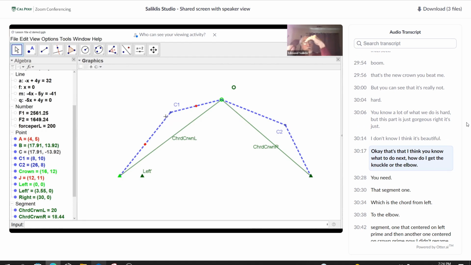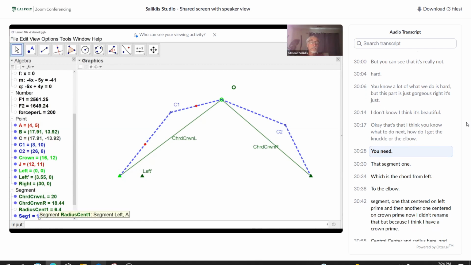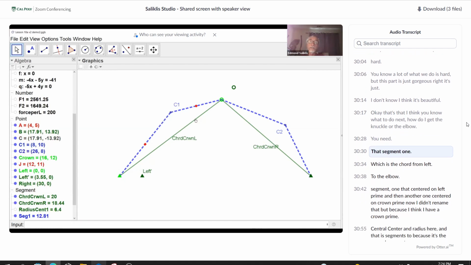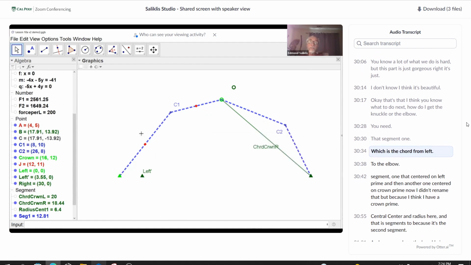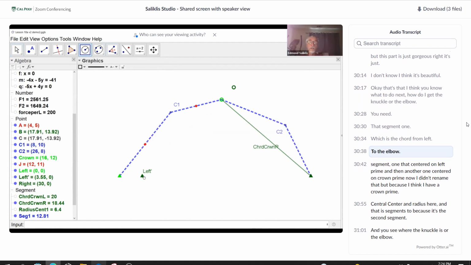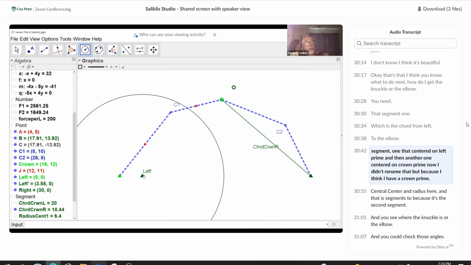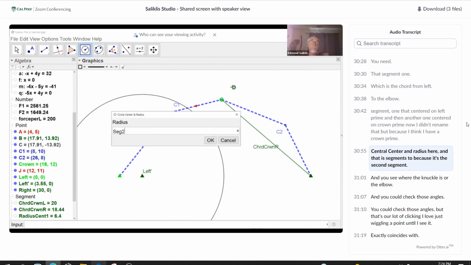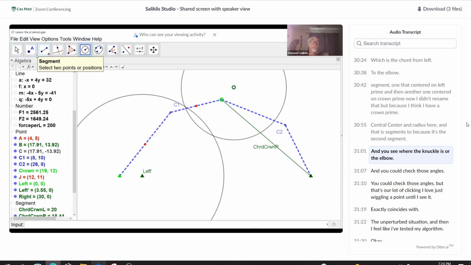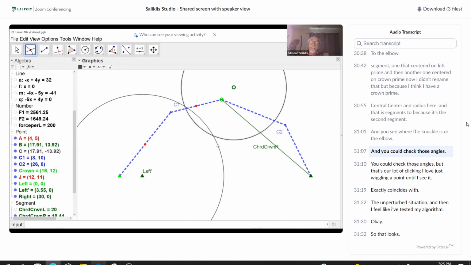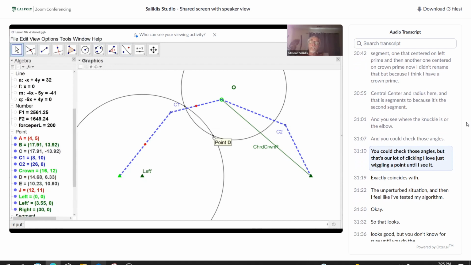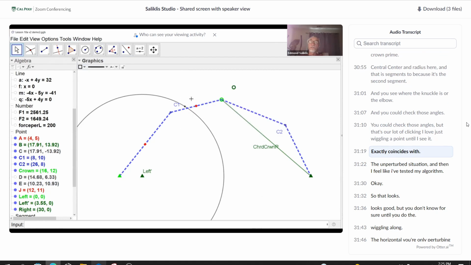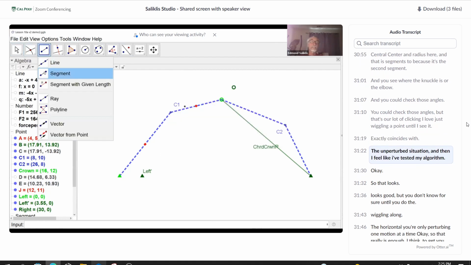Okay, that's that. I think you know what to do next. How do I get the knuckle or the elbow? You need that segment one, which is the chord from left to the elbow. Segment one, that's centered on left prime. And then another one centered on crown prime. Now, I didn't rename that, but I think I have a crown prime. Center and radius here. And that is segment two because it's the second segment. And you see where the knuckle is or the elbow. You could check those angles, but that's a lot of clicking. I love just wiggling it until I see it exactly coincides with the unperturbed situation. And then I feel like I've tested my algorithm.